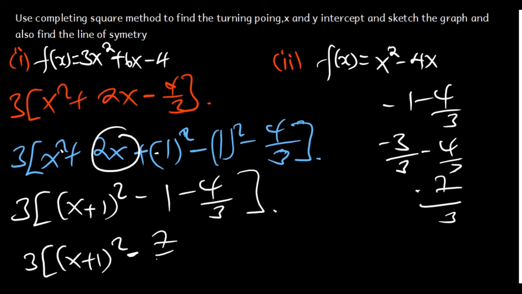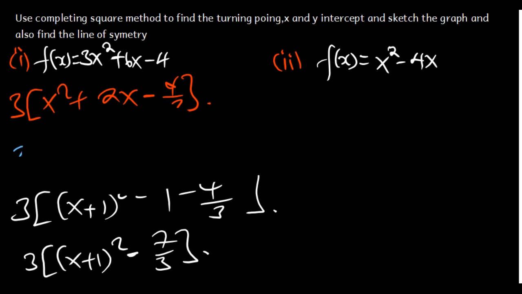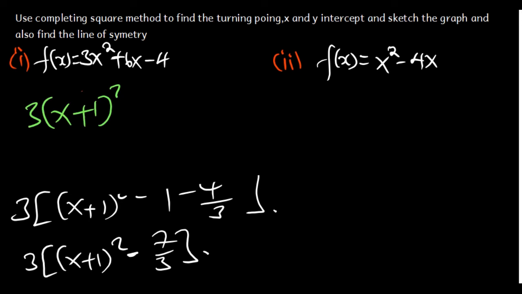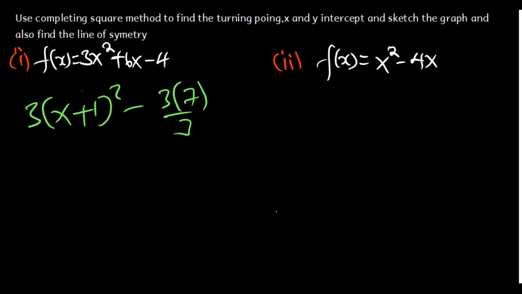Okay, so I have this. Now I can distribute the 3. So if I distribute 3, I'm going to have 3 times x plus 1 squared, minus 3 times 7 over 3. Now the 3 and 3 can go. We are going to have this, minus 7. The 3 and 3 will go. We are going to have this.